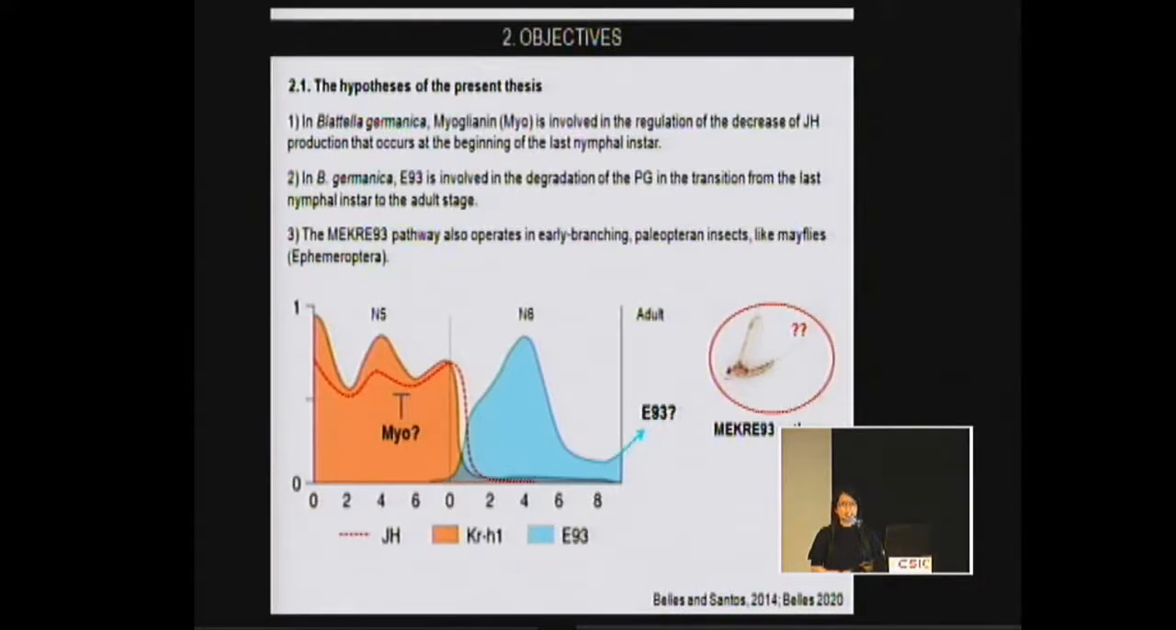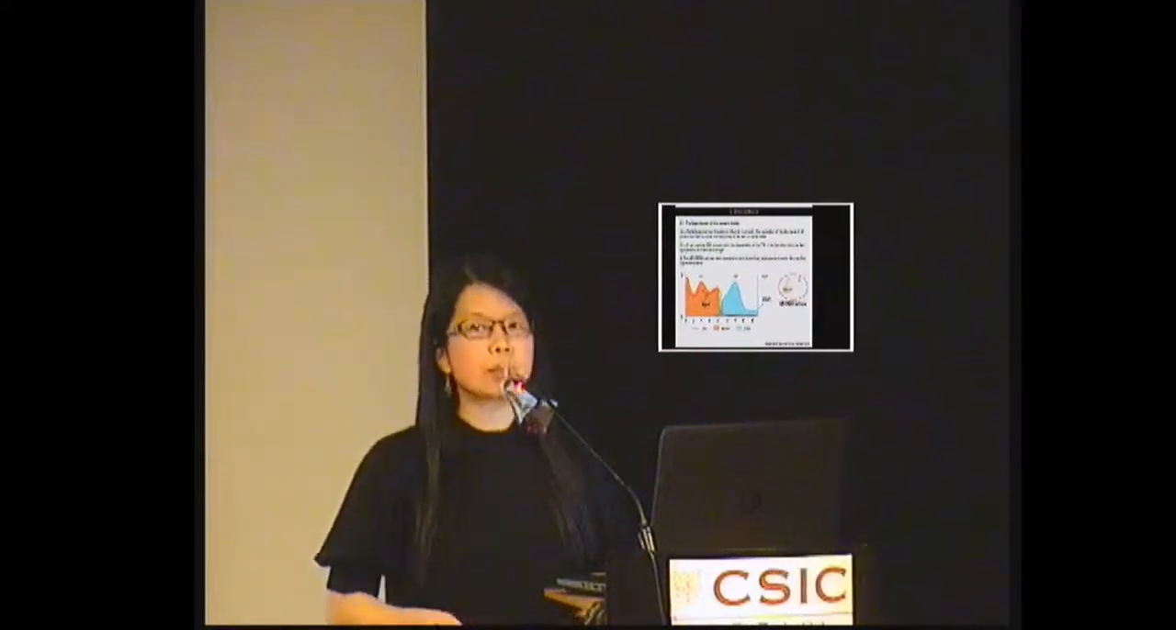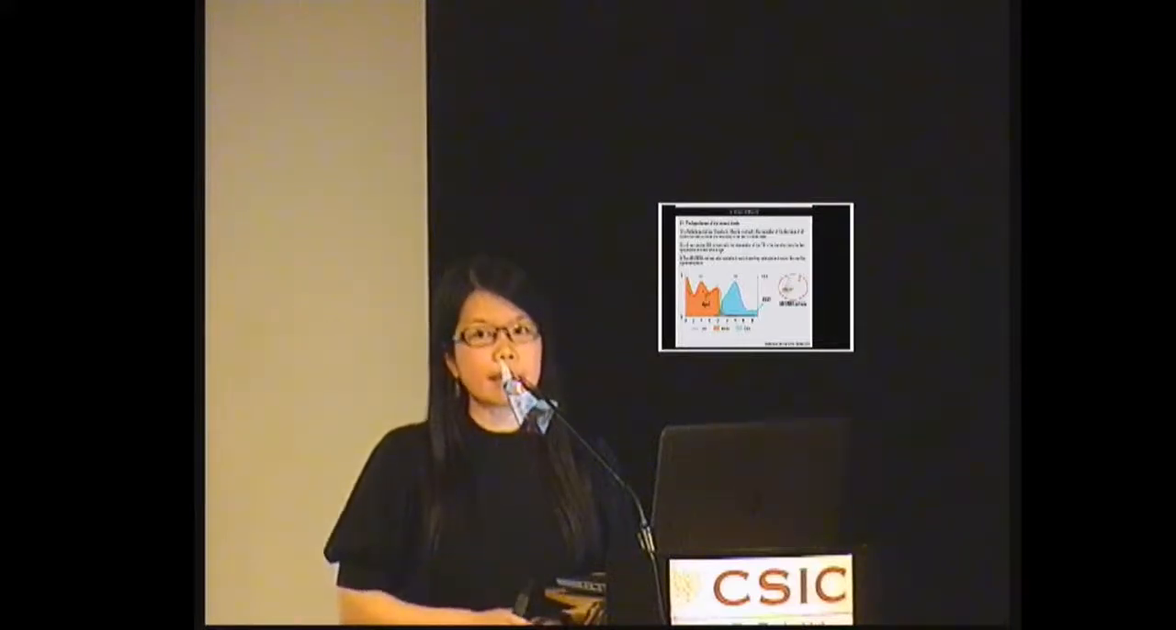The second hypothesis is from the imaginal molt, the innovation of metamorphosis in insects. This process is mediated by the destruction of the prothoracic gland. According to E93, it plays an important role in metamorphosis. So we hypothesized it should be involved in the degradation of the prothoracic gland after they enter the adult stage, or during the transition from the last nymphal instar to the adult stage, also in Blattella germanica.